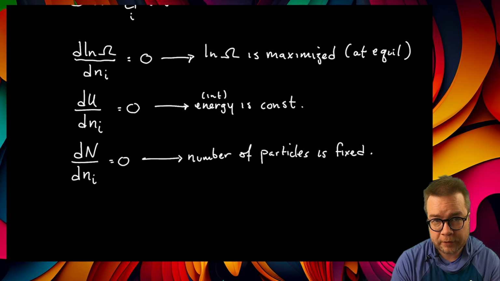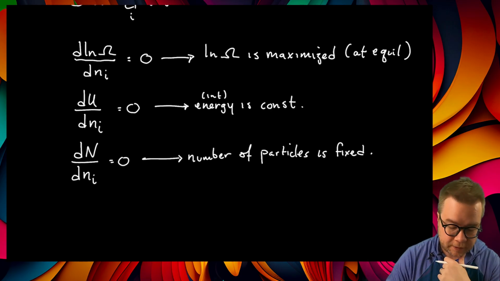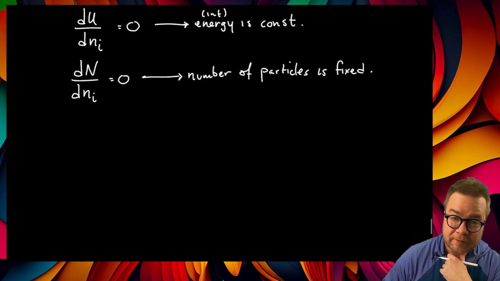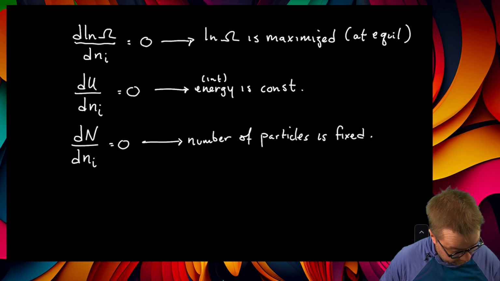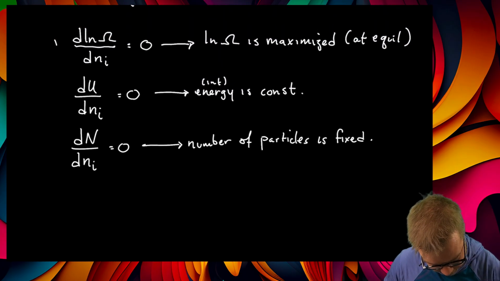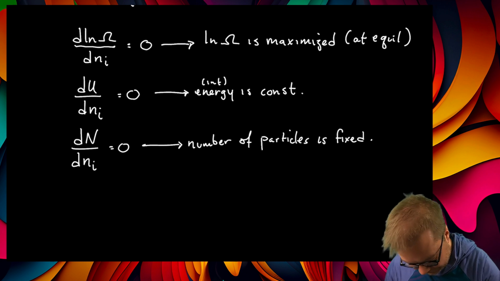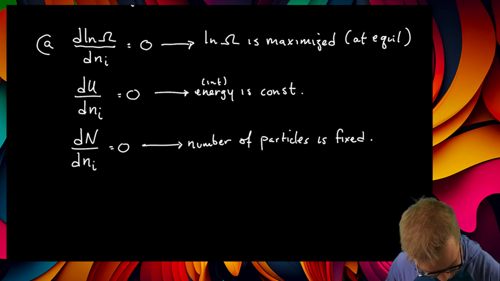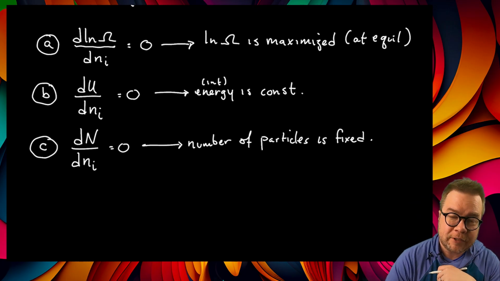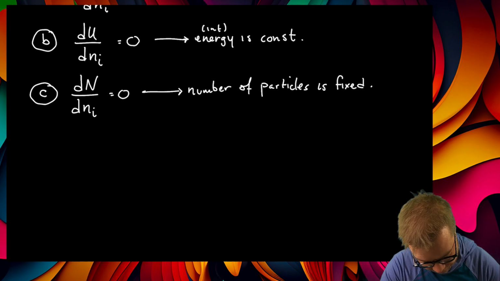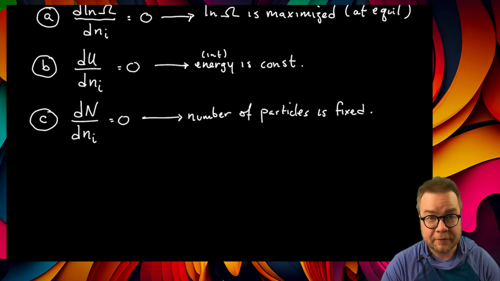And then we're going to use that result for n sub i to figure out what the entropy of the system should be. So in other words, I know I just numbered these, let's call this condition A, condition B, and condition C. All three of these must simultaneously be true. So let's write down what these different expressions are.